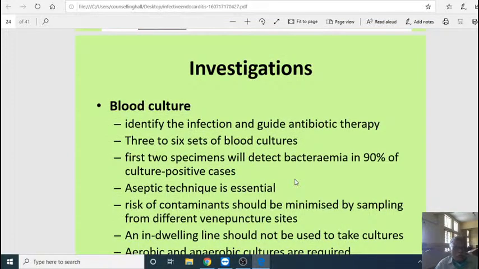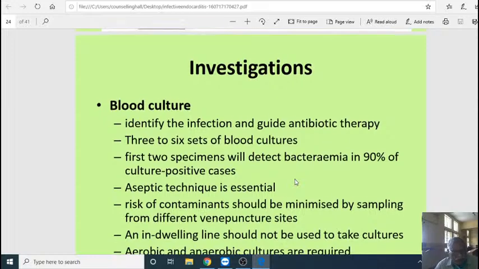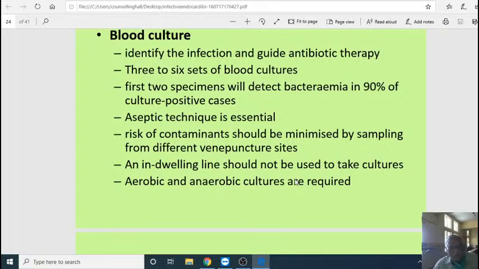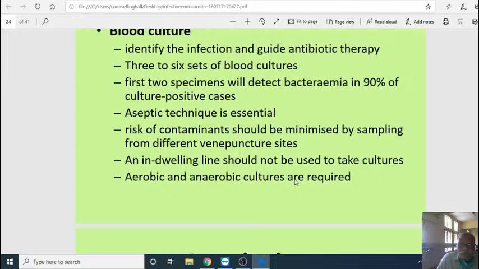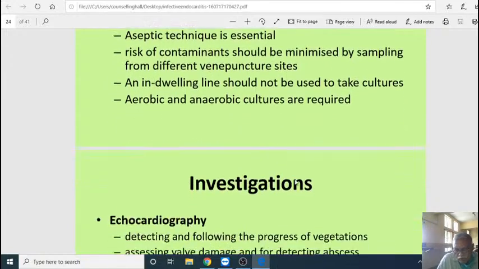In investigating these patients, blood culture identifies the infection and guides antibiotic therapy according to the nature and sensitivity of the organism. 3 to 6 sets of blood cultures can be obtained. The first two specimens will detect bacteremia in 90% of culture-positive cases. Aseptic technique is essential, and the risk of contaminants should be minimized by sampling from different venipunctures and different sites under aseptic precautions. An indwelling line should not be used to take cultures.